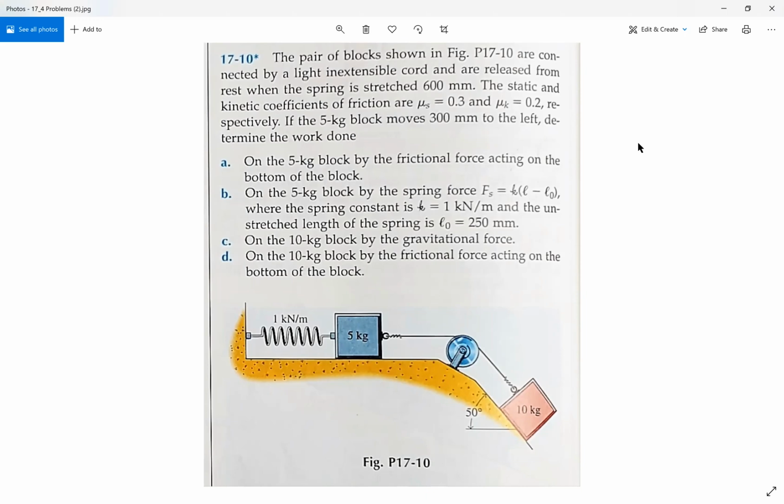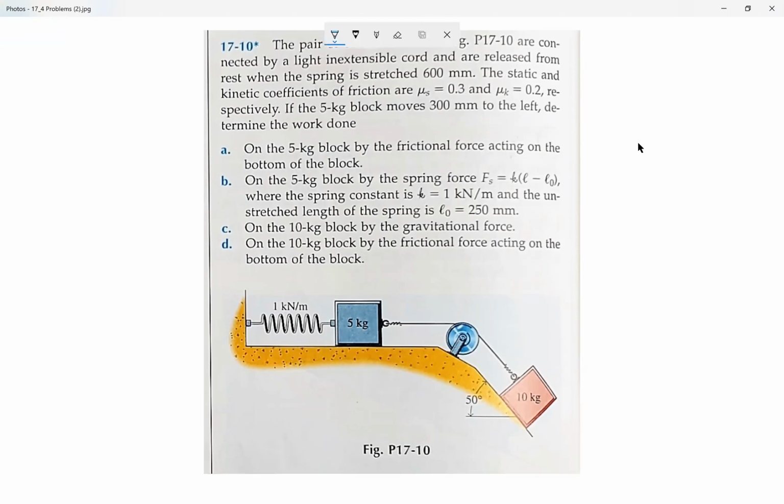Okay, they're asking for us to find a lot of things, but this problem is not as crazy as it might look at first. The hard part is understanding the interactions and the math of everything. So one of the things they point out here is that this is an inextensible string. Well, what does that mean? It means it doesn't stretch.